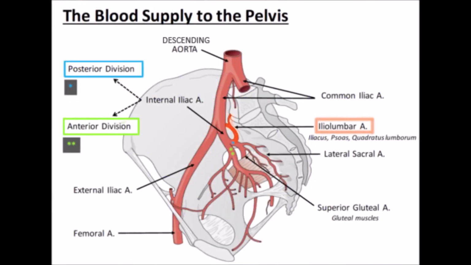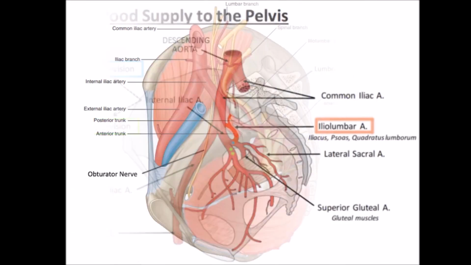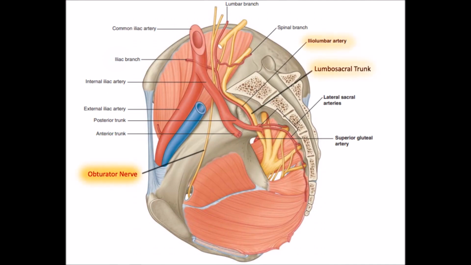First, we have the iliolumbar artery. It runs in front of the lumbosacral trunk, behind the obturator nerve, and laterally deep to the psoas muscle. It has 2 branches, the lumbar branch and the iliac branch. The lumbar branch is considered as the 5th lumbar segment and supplies the psoas, quadratus lumborum, and erector spinae. The iliac branch supplies the iliacus muscle and iliac bone.